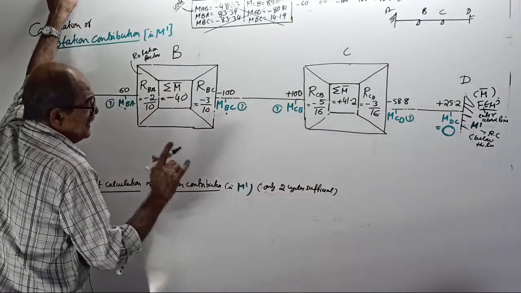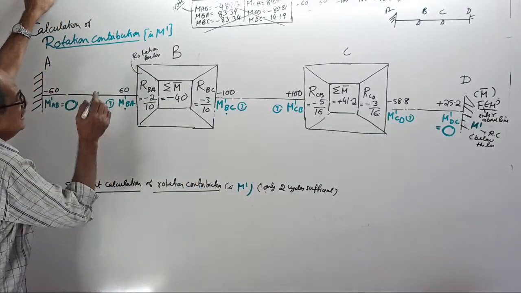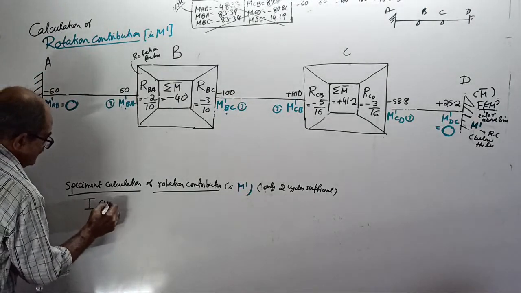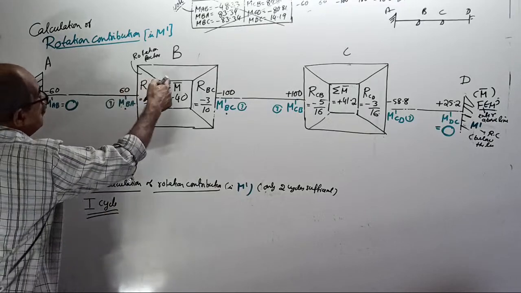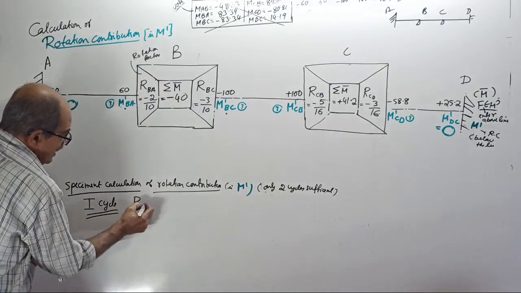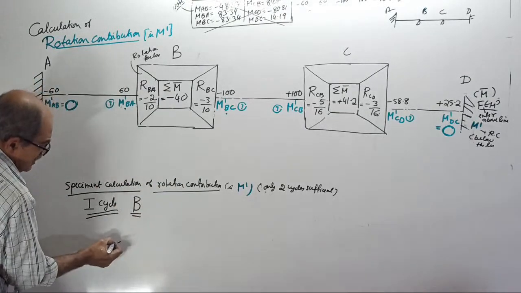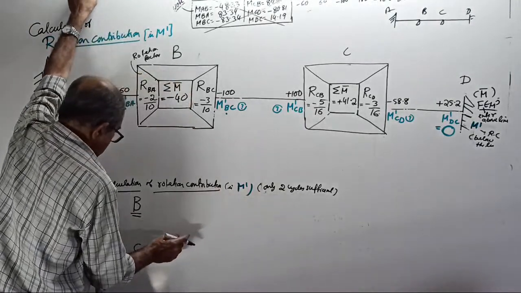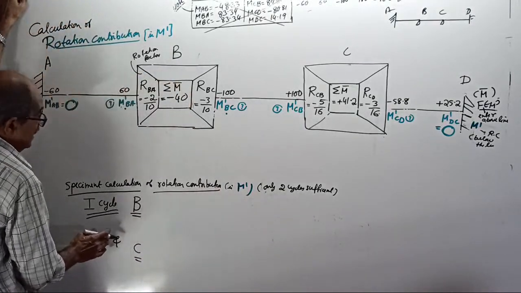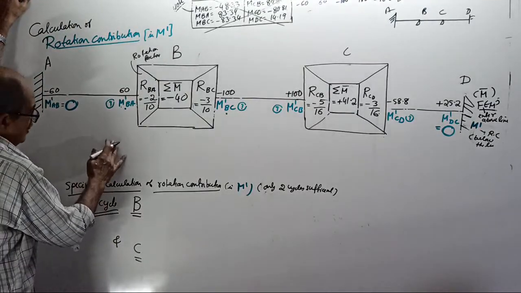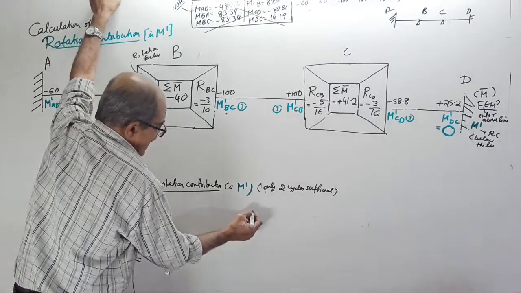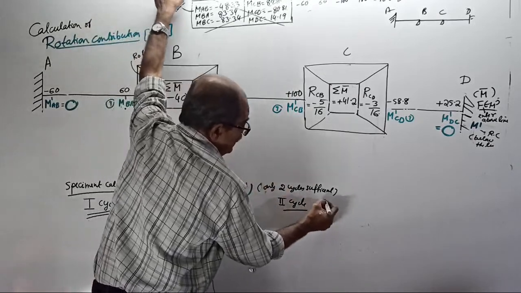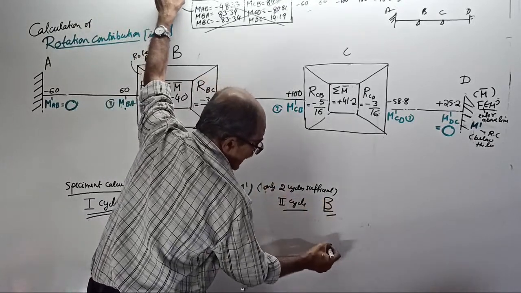Now I will show the specimen calculation. Start. I will see the first cycle. I want calculation at B and also calculation at C. Then I want seconds, B and C. Is there space? Okay, space is there. Then next I want the second cycle. Second cycle. Again I want calculation at B and calculation at C.